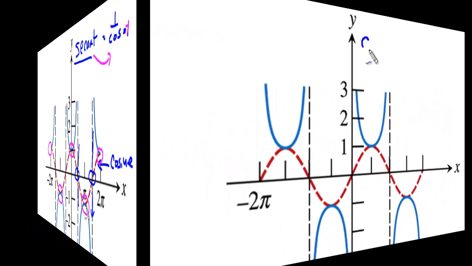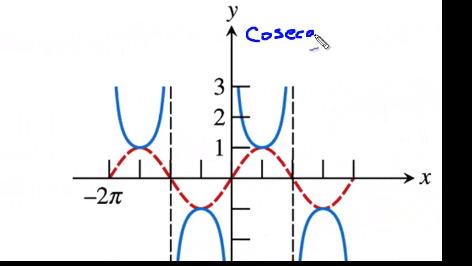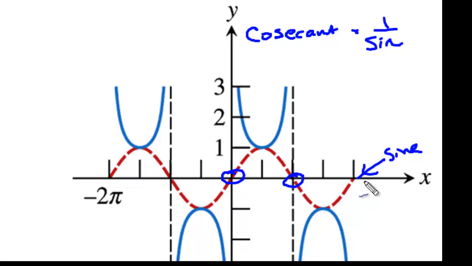Here we have our cosecant, and cosecant is 1 over the sine. So we'll start with the sine function here. With sine, 1 over sine, when the sine is 0, we'll have our asymptotes. And very similar to the secant, when the sine is 1, cosecant will be 1. And if sine is negative 1, cosecant will be negative 1.